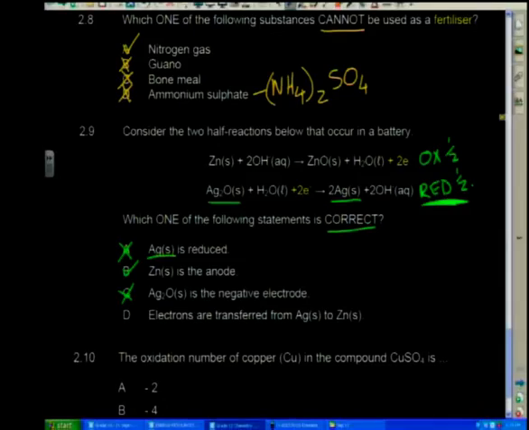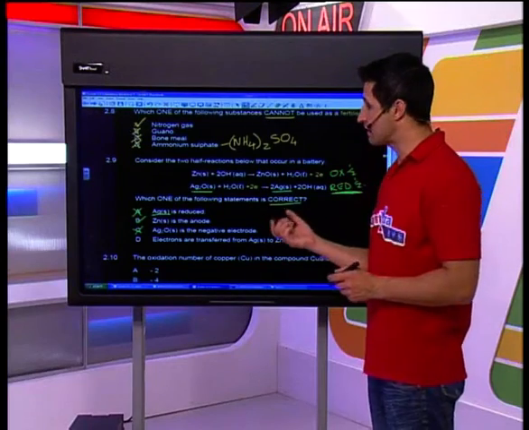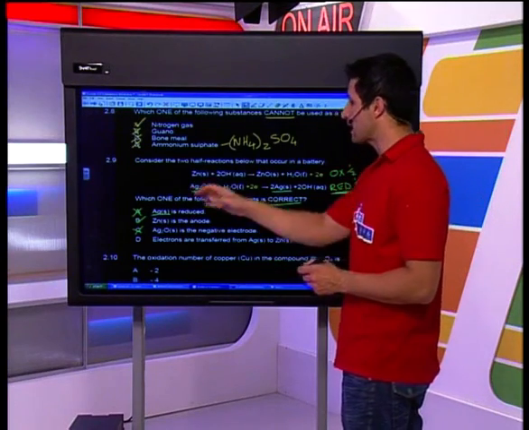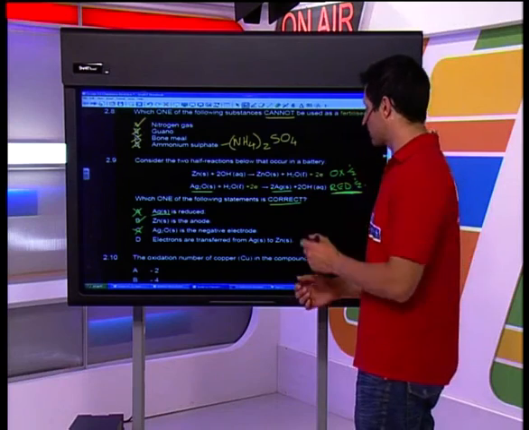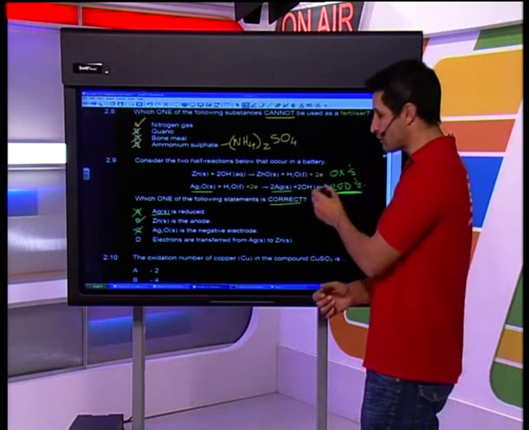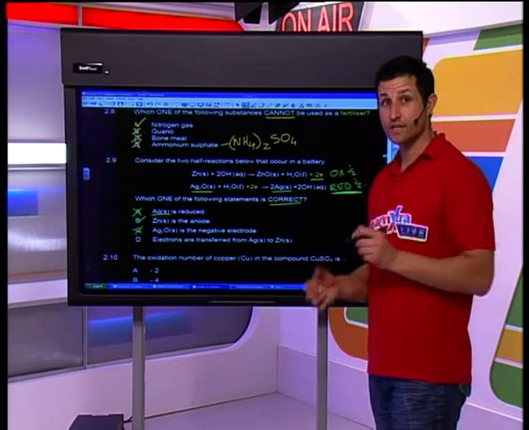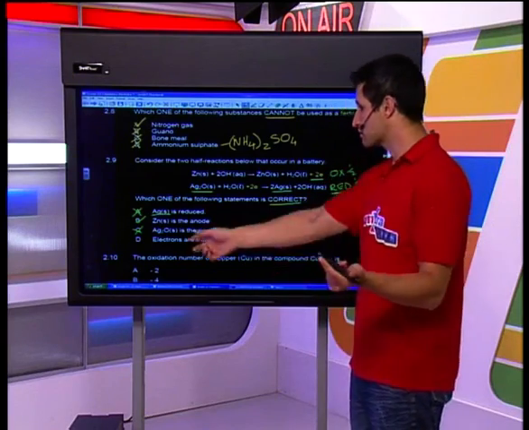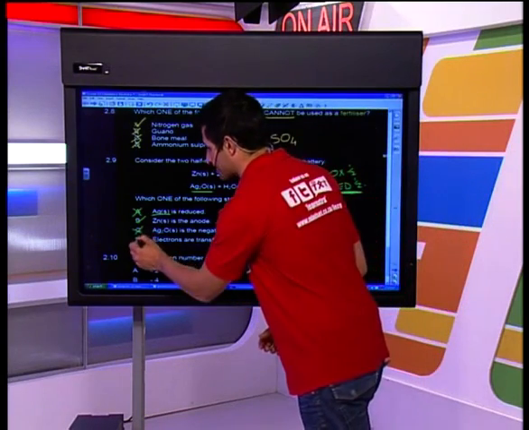Then the last one: electrons are transferred from Ag solid to zinc solid. Well, I'm still not entirely sure about this, because this looks like electrons need to go to the silver electrode and away from zinc. I can see that zinc is giving off electrons. There they are. Zinc is giving them away. So this last statement can't be correct.